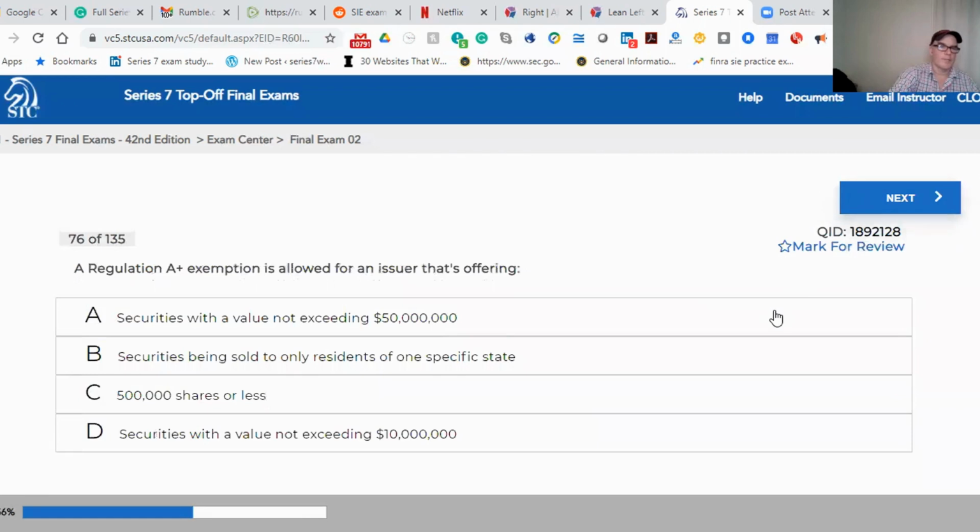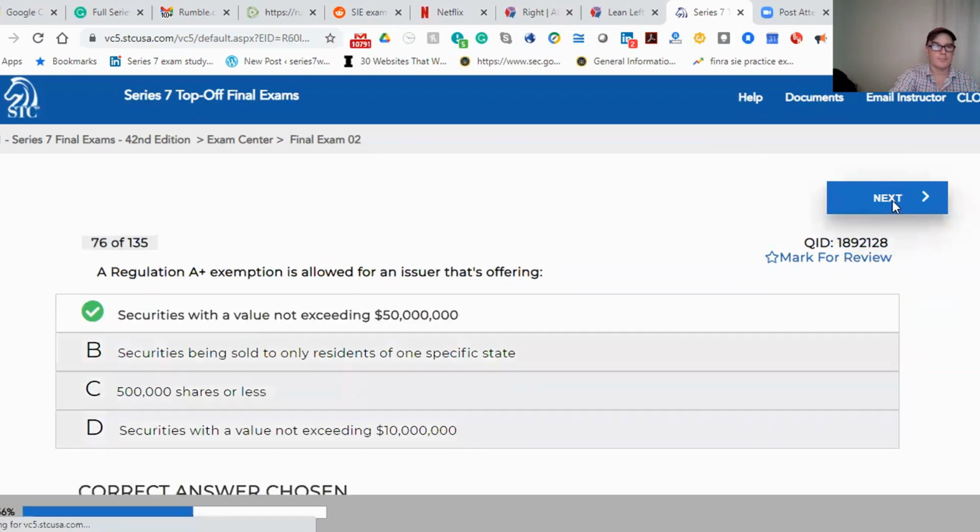Let's keep going. Okay. A Reg A exemption allows for an issuer that's offering... Okay. So Reg A plus is up to 20 million, up to 50 million. So what's the best answer? We can't raise more than 50 million. I'm going to go with that.